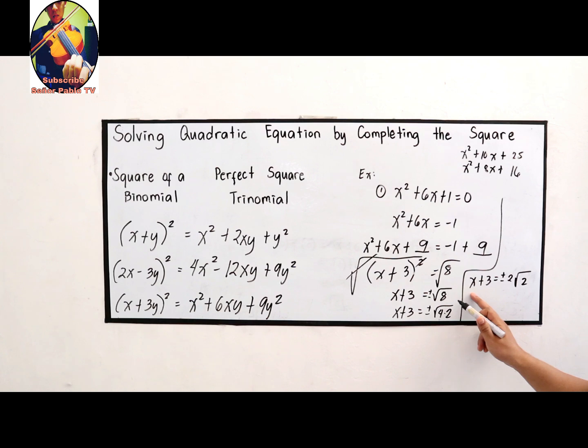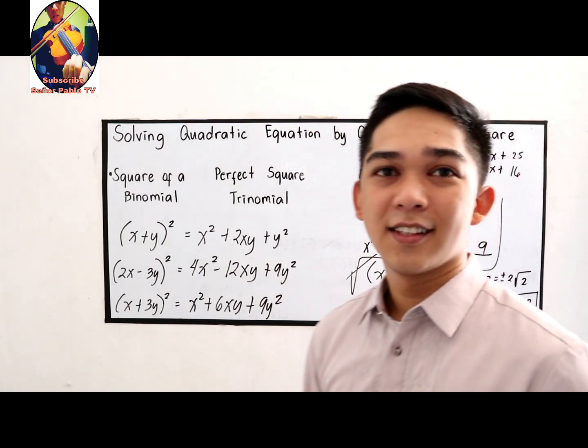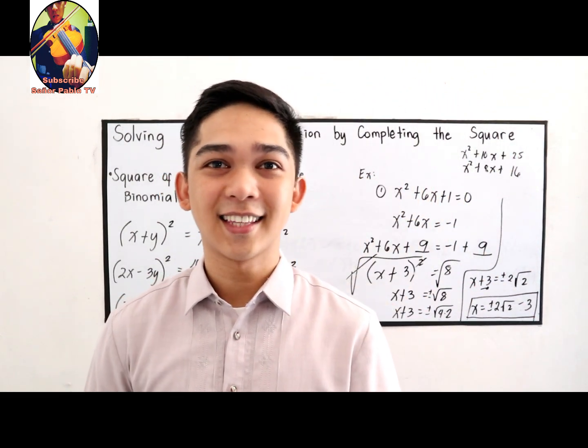x lang yung kukunin natin. So, transpose natin si 3. So, x is equal to positive, negative 2 square root of 2 minus 3. So, ito na ngayon yung ating final answer. Ayan. So, nagkataon, naka-radical form siya. So, first example natin yan.